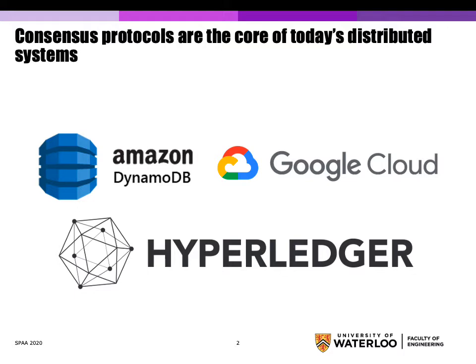Consensus protocols are crucial building blocks of today's Internet service infrastructures. As the scale of the service grows, data is replicated to ensure better availability and query response time. Consensus protocols guarantee the consistency of replicas by enforcing a strict ordering of concurrent operations.